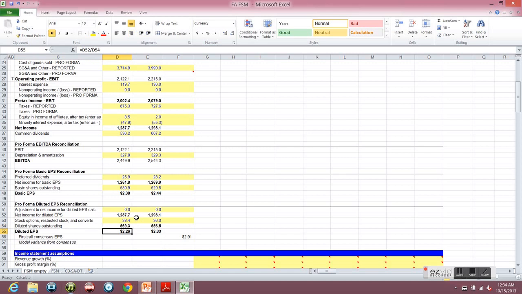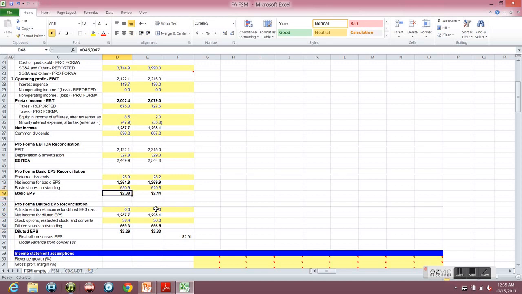Okay, so diluted EPS. How do we find diluted EPS? Easy. We just take our diluted net income divided by our diluted shares outstanding, and we get our EPS for that particular year. Now, if you compare that to the basic EPS, you see that this is actually much smaller, and that's supposed to happen.